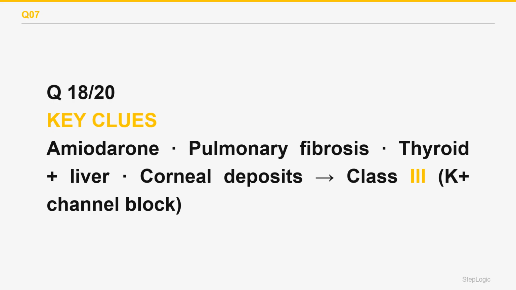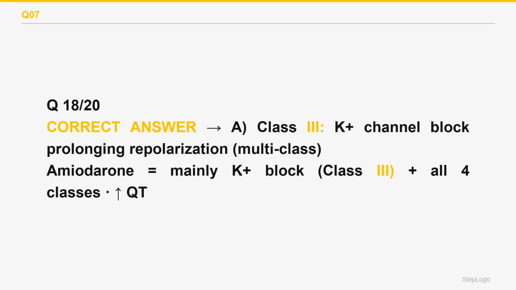This is reflected on the ECG as a prolonged QT interval. Uniquely, amiodarone has activity across all four Vaughan Williams classes. It also blocks sodium channels, has beta-blocking effects, and blocks calcium channels, which makes it broadly effective but also accounts for its complex profile. The correct answer is A.